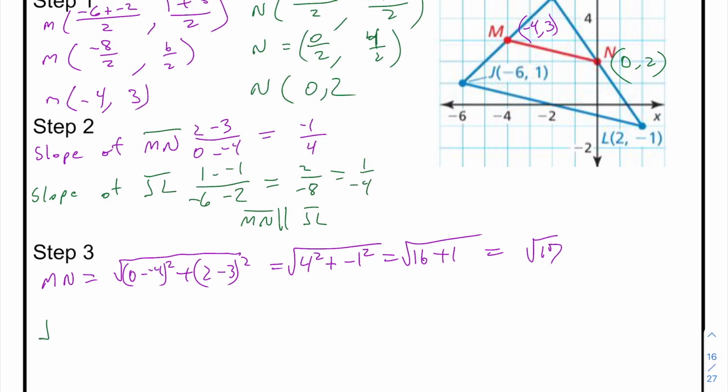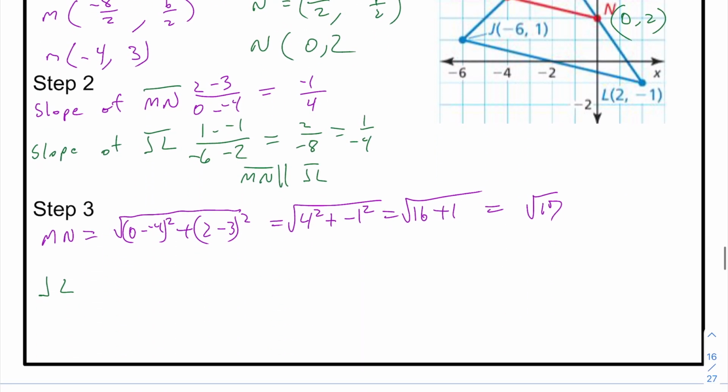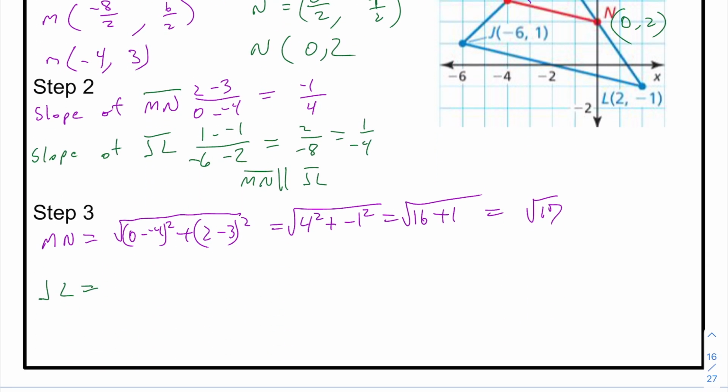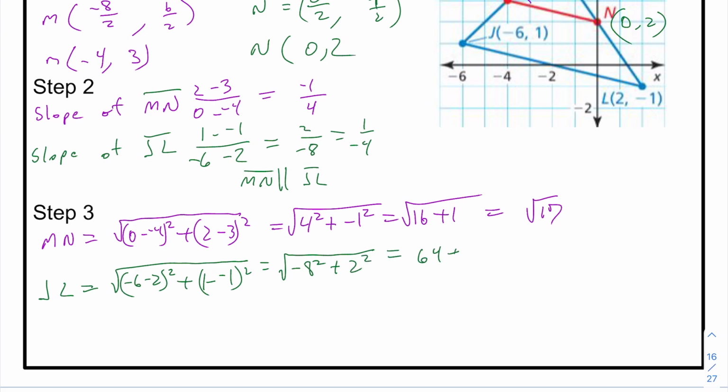So now let's find JL. All right. So we get negative 6 minus 2 squared plus 1 minus negative 1 squared. So 6 minus 2 is going to be negative 8 squared. And 1 minus negative 1 is going to be 2 squared. So we get 64 plus 4.